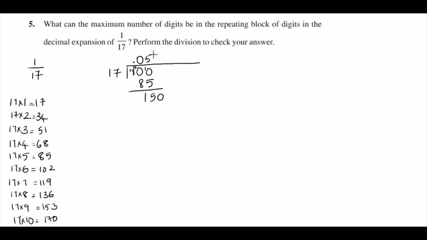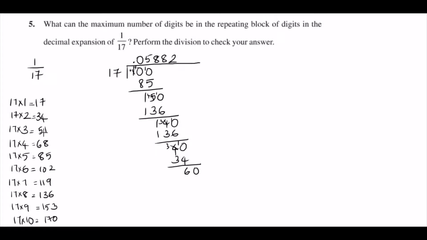Now in 150, 17 goes 8 times. That is 136. In 140, 17 goes 8 times. That is again 136. So 140 minus 136 is 4. So the remainder is 4. Now in 40, 17 goes twice. That is 34. 40 minus 34 is 6.